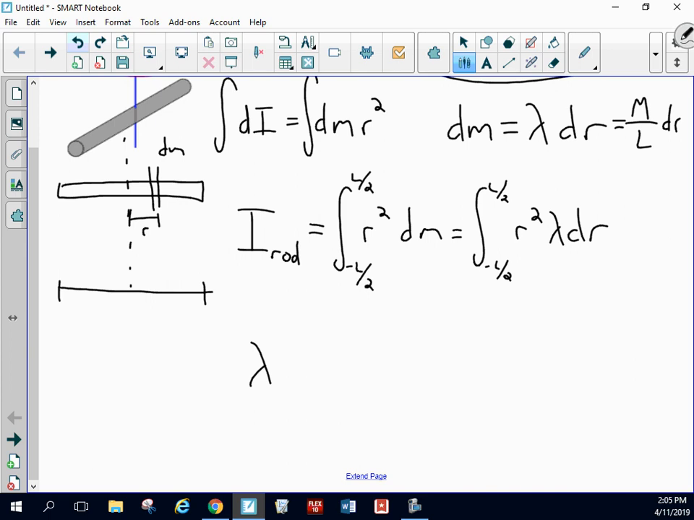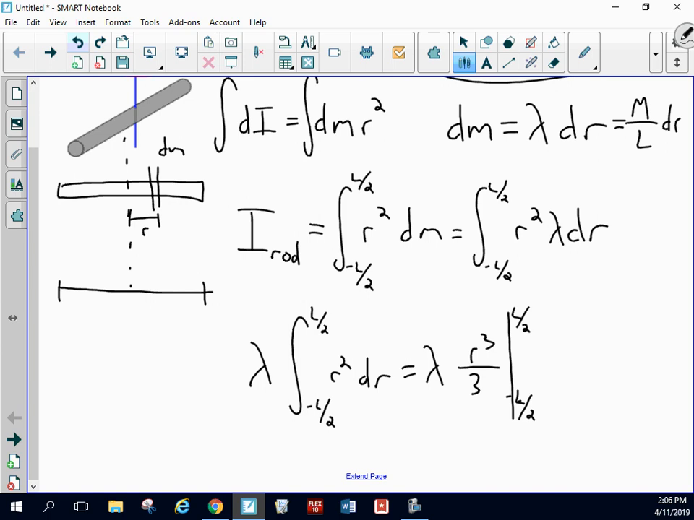Starting the rest of this, it's pretty much just calculus from this point. Lambda, density, is a constant, so we're going to pull that out of our integral. Let's rewrite it one more time before we get going: the integral from negative L over 2 to L over 2 of r squared dr, with lambda on the outside. Evaluating this integral, we get lambda times r cubed over 3, from negative L over 2 to L over 2.